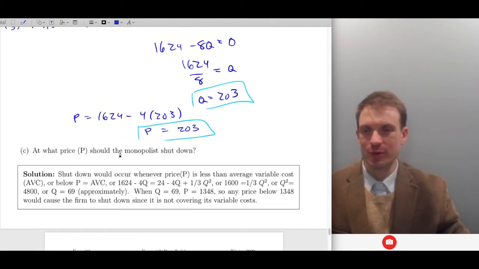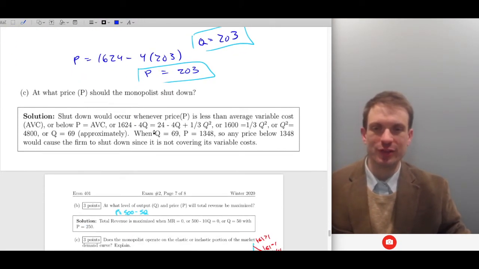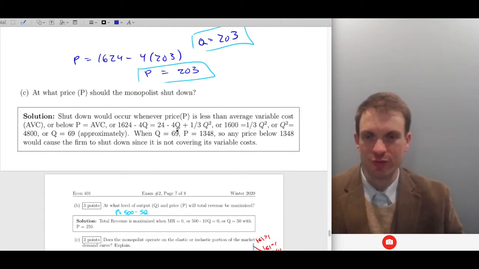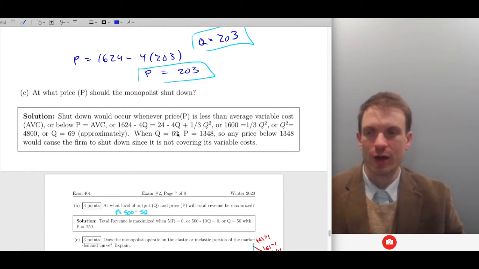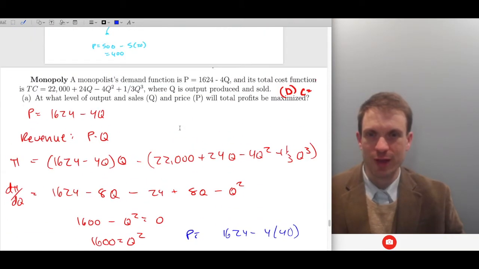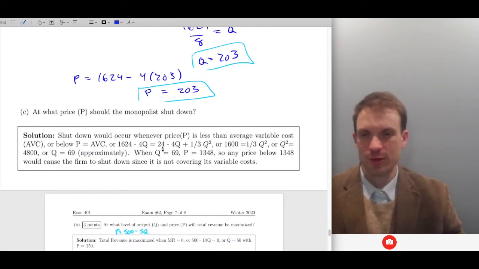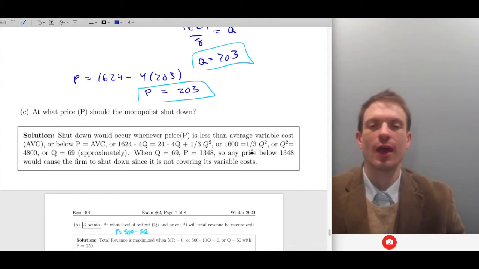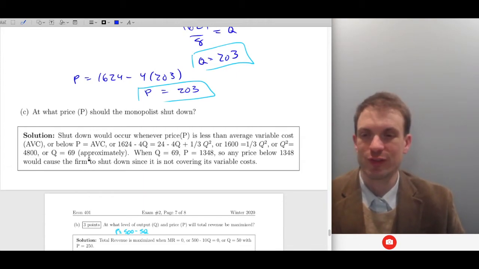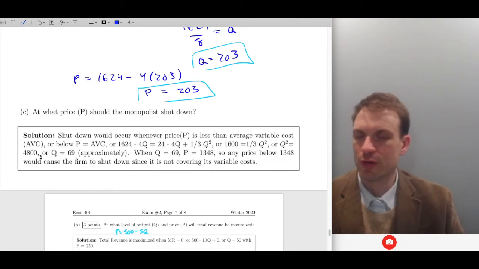At what price should the monopoly shut down? Well, the shutdown would occur whenever the price is less than average variable cost. So what we want is, we'll set price, the demand, equal to average variable cost. So we go to the total cost function, take the variable portion, and divide through by output. The variable portion of total cost was this right here. Divide this by output. It'll be 24 minus 4Q plus 1/3 Q squared. That's this right here. Sure enough. And then solving, we find a quantity of 69. All right, Q squared is equal to 48.